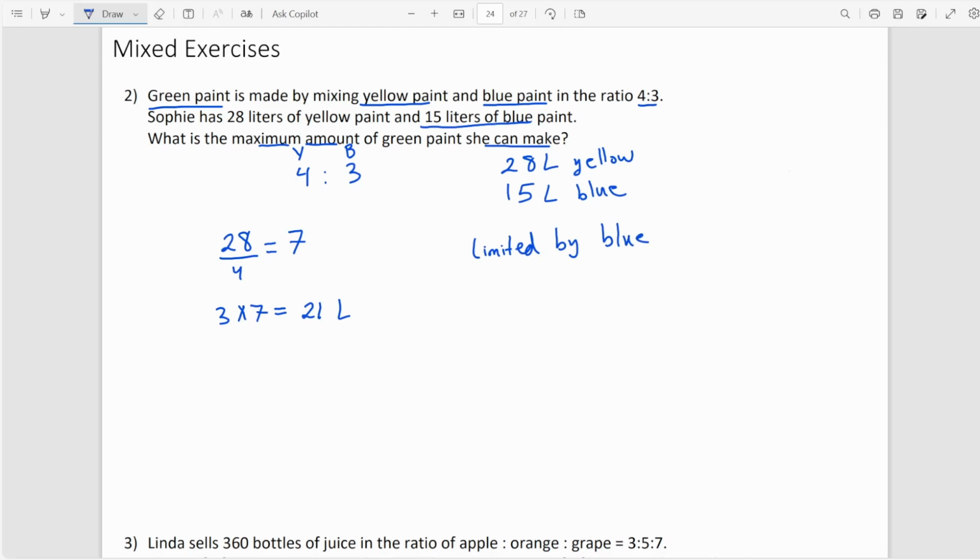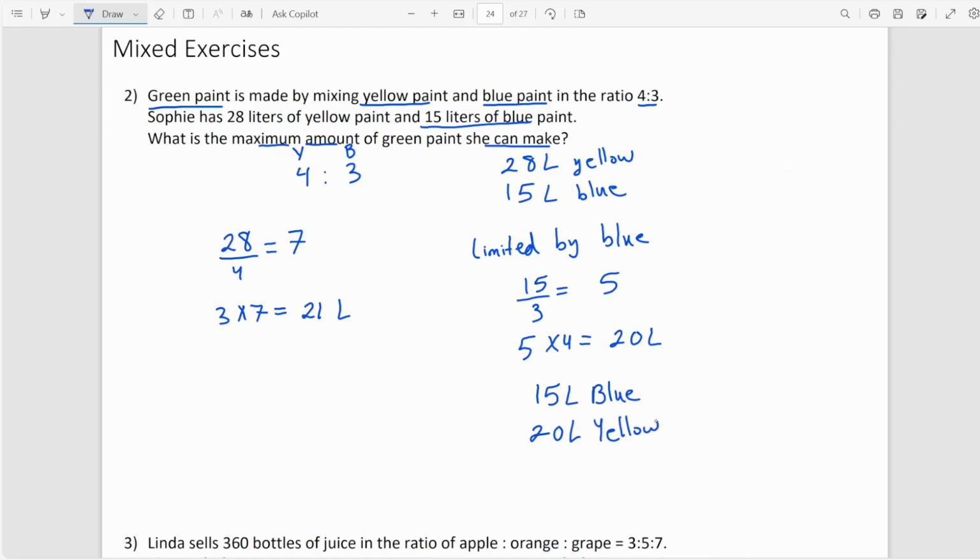So then I just ask myself, well, if I use all of the blue, how much yellow will I need? So if we use all of the blue, it's going to be 15 firstly, divided by the parts of the blue, which are 3, so we get 5. Okay, so 5 liters per part. And now I will multiply 5 by 4 to find the amount of yellow that I need, which is 20 liters. Okay, and now do I have 20 liters of yellow? Yes, I do. So how much will I use? I will use 15 liters of blue, and I will use 20 liters of yellow, okay?